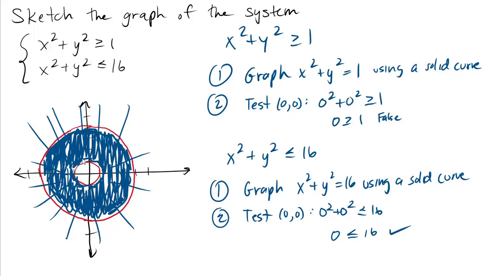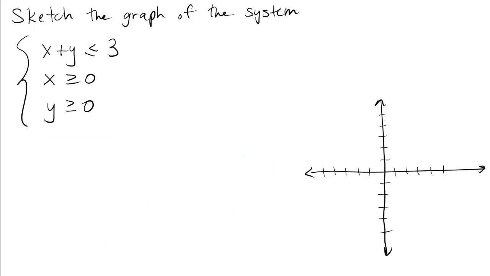I want to hit you with one more example, and that's just to do something that has more than 2 inequalities. In the real world, when you have to solve systems of inequalities, there are typically dozens of them to worry about. We're not going to go that hardcore, but let's look at one with 3. We're going to sketch the graph of the system x plus y is less than or equal to 3, x is greater than or equal to 0, and y is greater than or equal to 0.